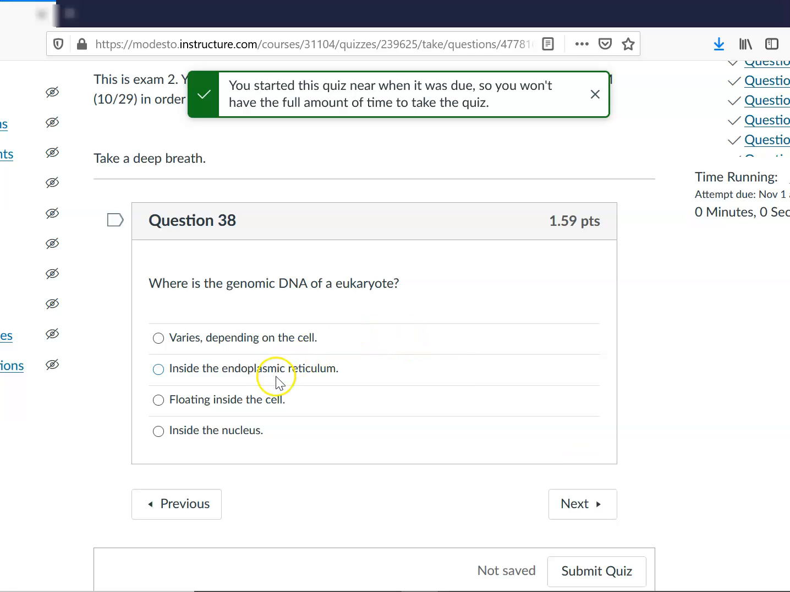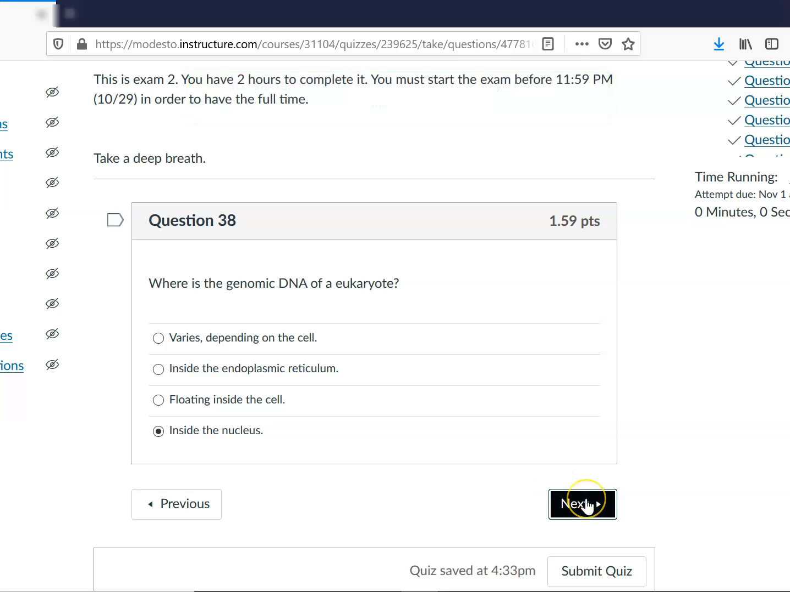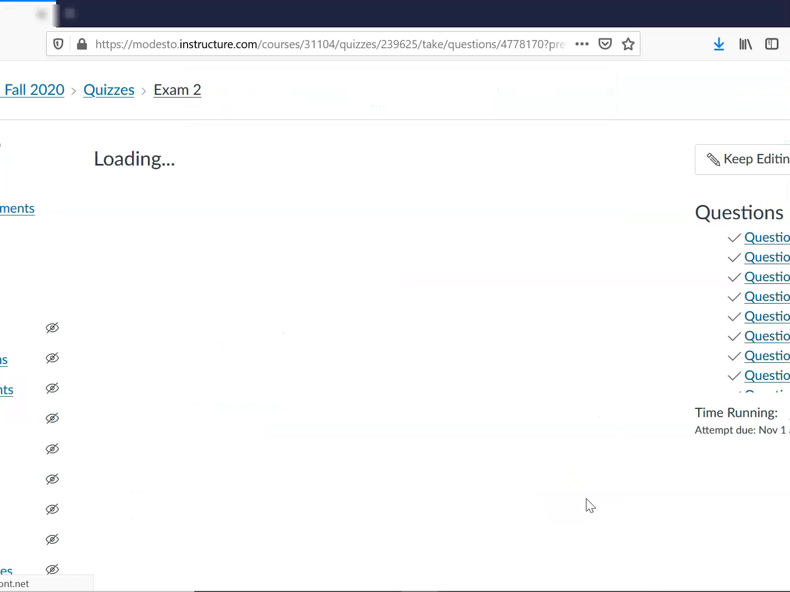Where is the genomic DNA of a eukaryote? It is inside the nucleus. Leave it at that.